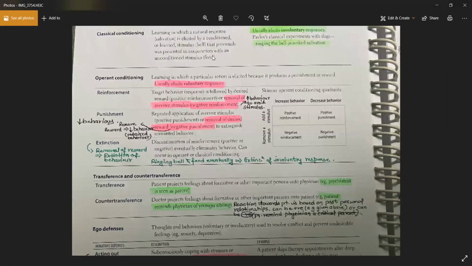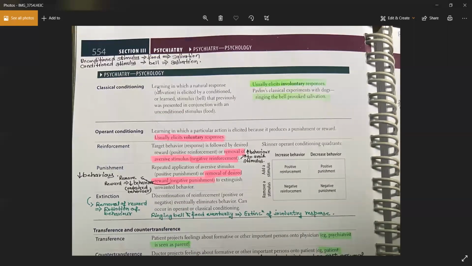Okay, so first we have classical conditioning. Classical conditioning happens when you get an involuntary response to something. Let us suppose you have a dog, and whenever the dog sees food, salivation occurs. Now you make some changes, and along with the food, you start ringing a bell.